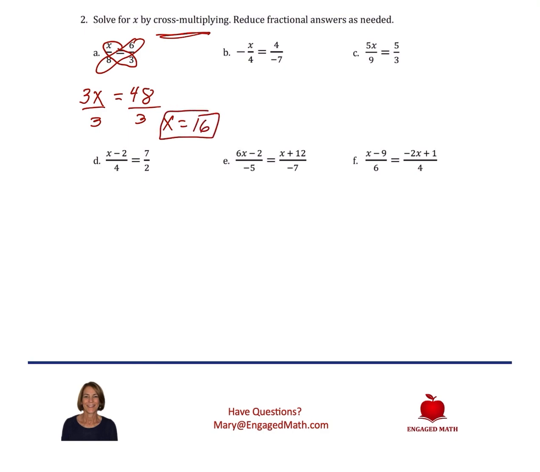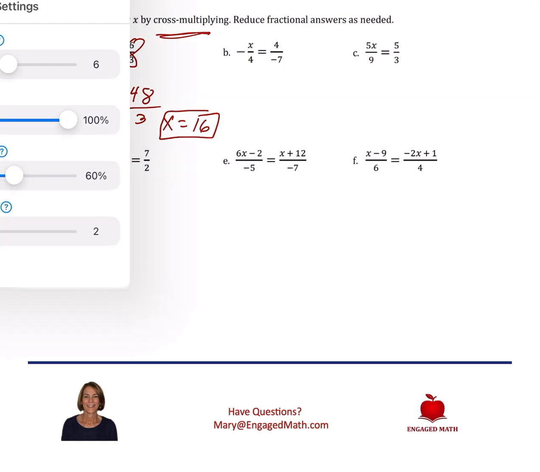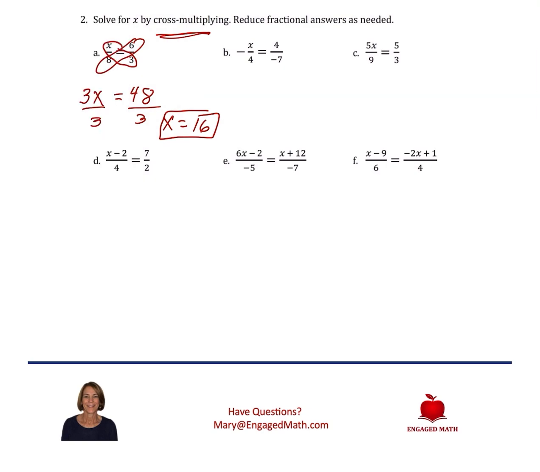Okay, let's go to the next one. In the next problem, we're going to once again cross multiply, but there's a little tricky part to this. That negative that's right in front of the x over 4, I'm going to think of it as belonging to the x in the numerator. So let's look at it right here. It's negative x times negative 7, which a negative x times a negative 7 gives me a positive 7x. And 4 times 4, right here, equals 16.